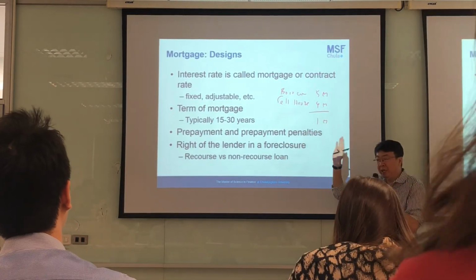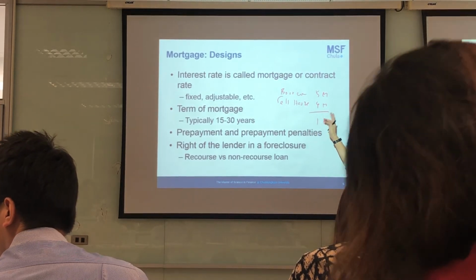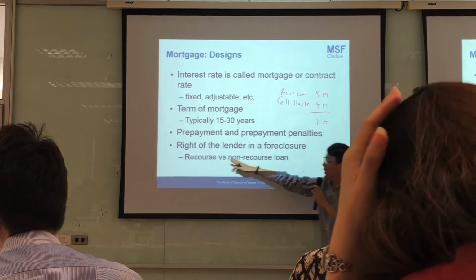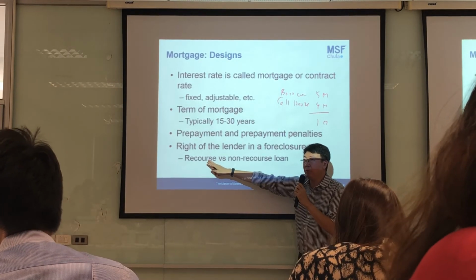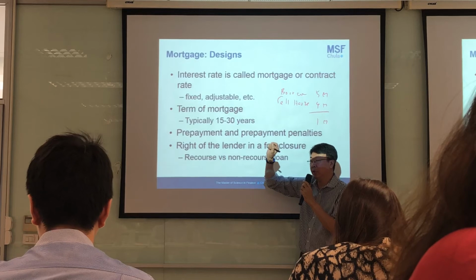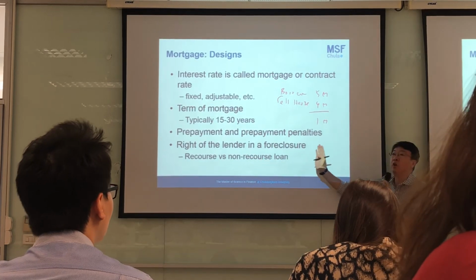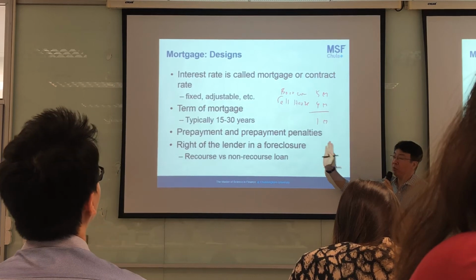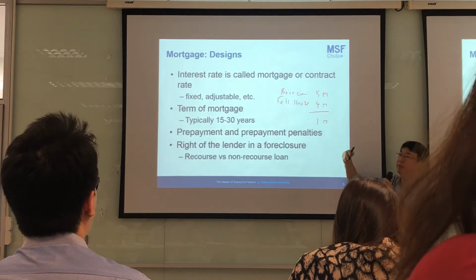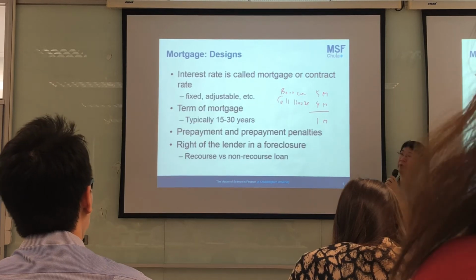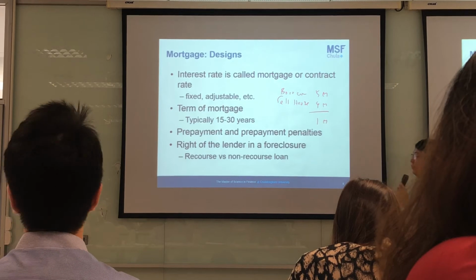If the bank can ask the borrower to pay this 1 million more to the bank, this will be a recourse loan. The borrower is still responsible for the shortfall here. But for a non-recourse loan, the borrower is not responsible for this 1 million. The bank has to bear the risk for this 1 million shortfall.